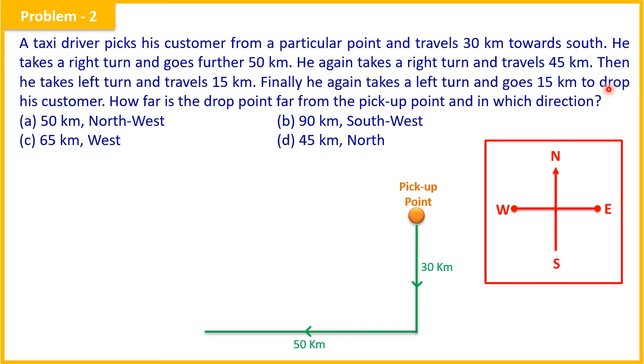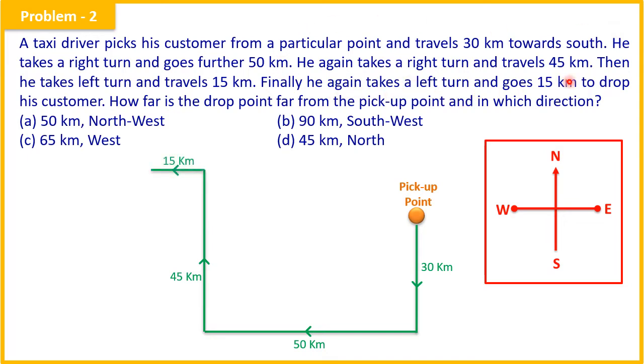He again takes a right direction, means he is going in west side and takes a right turn. So obviously he will be going in the north direction 45 kilometer. Then he takes a left turn and travels 15 kilometer like this.